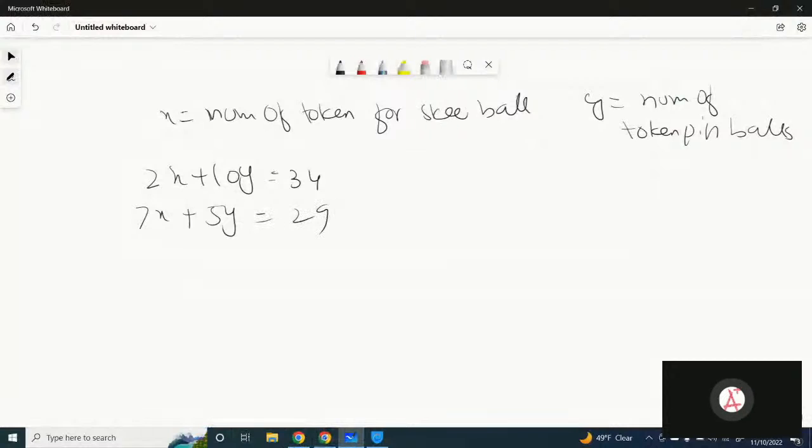Now just look at the values of the variables. Here you have 2 and here you have 7. Here you have 10 and 5. If I multiply equation number 2 by 2, I can eliminate y, because 2 times 5 is 10. So it would be 2x plus 10y equals 34. When you multiply, 2 times 7 is 14x, 2 times 5 is 10y, and 2 times 29 is 58. You have to multiply both sides. Now just subtract them.